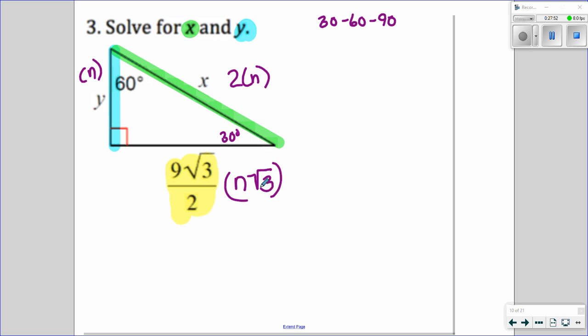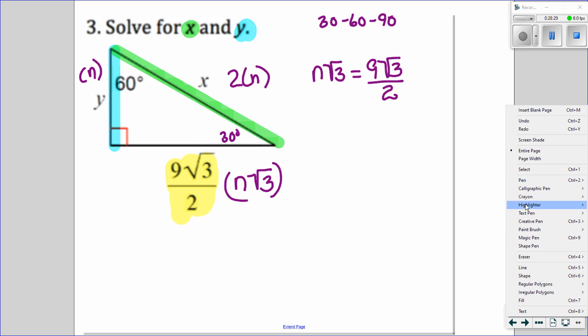All right. Once we got that label, we can start working to find n and plug in for n to find our other two sides. So we know that this side has to equal 9 root 3 over 2. So that means that n root 3 is equal to 9 root 3 over 2. All right. We already know what n is based on how this is set up. So I will show you. Hopefully the highlighter doesn't fully cover it.